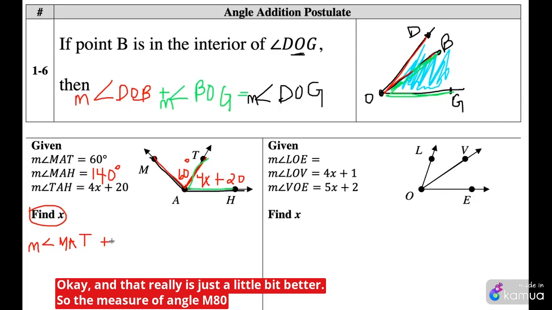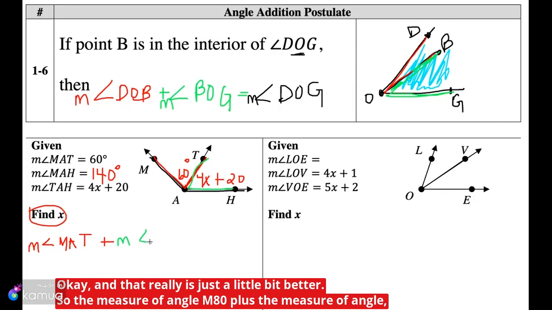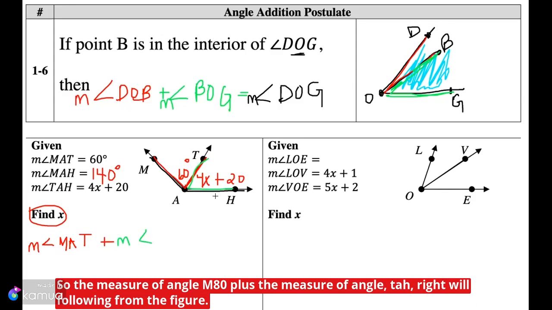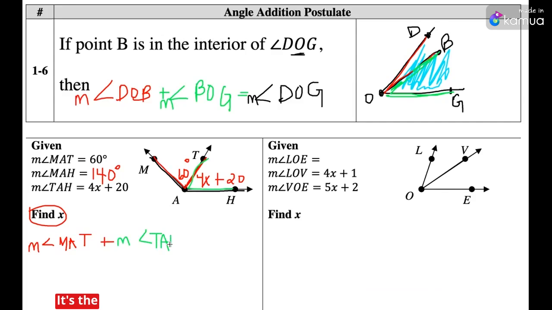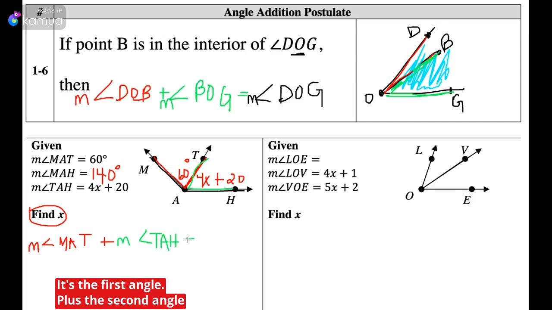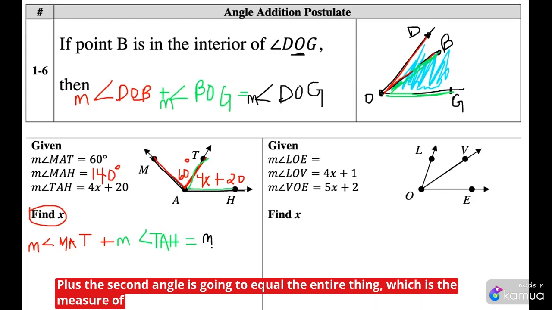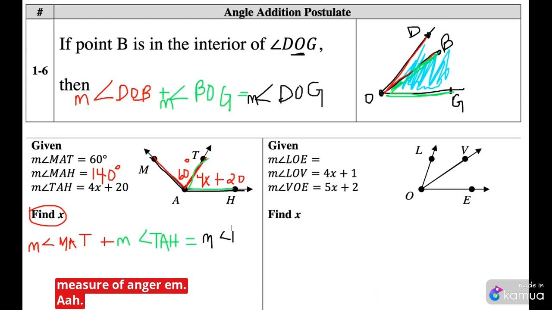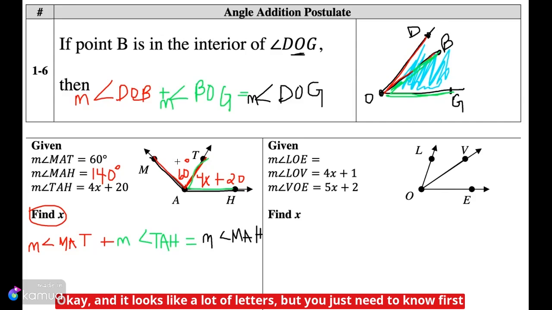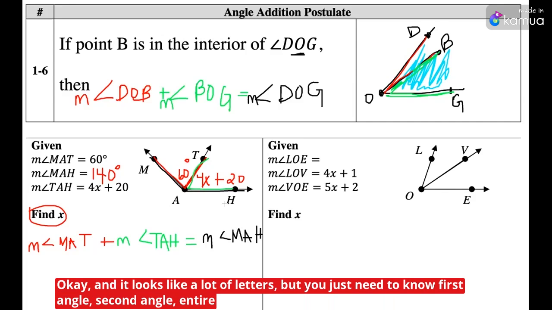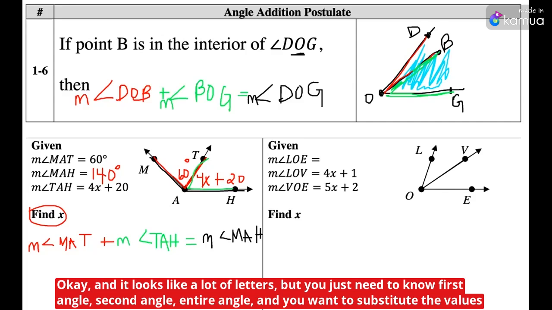So the measure of angle MAT plus the measure of angle TAH, right? We're following from the figure. Do not let the given information trip you up. It's the first angle plus the second angle is going to equal the entire thing, which is the measure of angle MAH. It looks like a lot of letters, but you just need to know first angle, second angle, entire angle, and you want to substitute the values in.